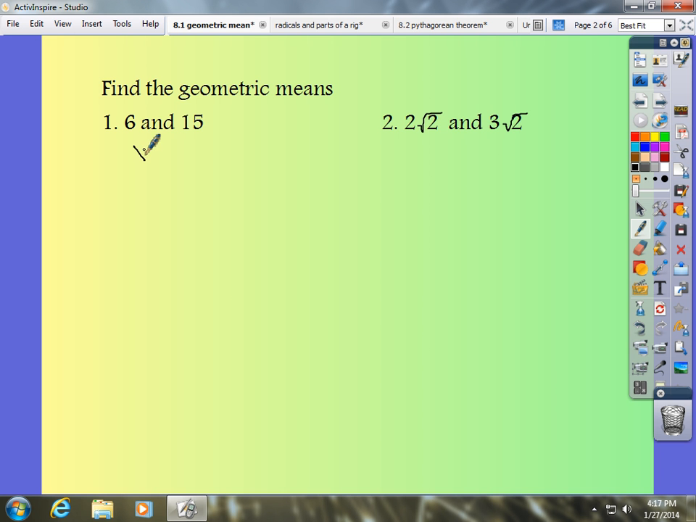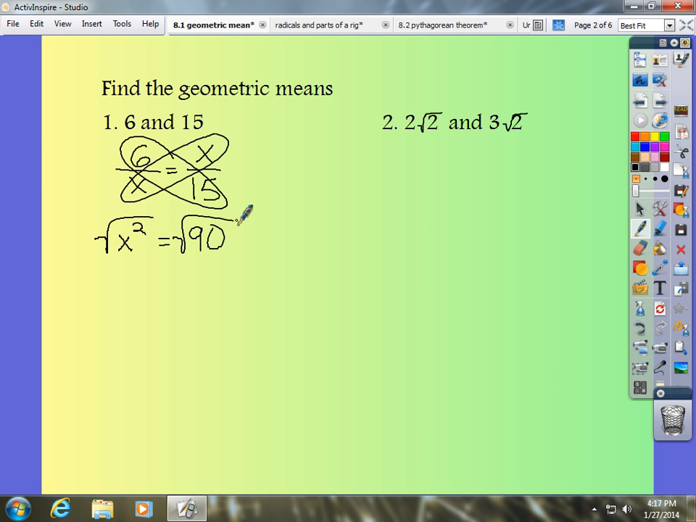We're going to set it up 6 over x equals x over 15. That's our first step to set it up. Our second step is to cross multiply. Here we get x squared equals 6 times 15, which is 90. Okay, and our third step is to simplify. I'm going to square root.